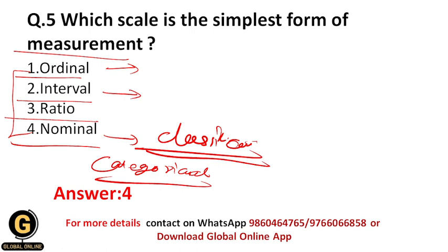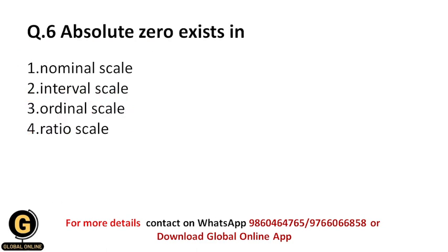Interval scales include classification, order, and equal intervals. Ratio scale includes classification, giving orders, equal sizes, and as well zero. Basically there is an absolute zero, and that's why the highest level of measurement scale is the ratio scale, and the lowest level of measurement scale is the nominal scale, which is the simplest form of measurement. Next: absolute zero exists in.